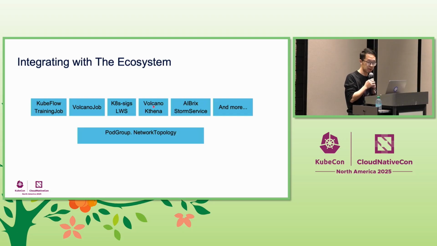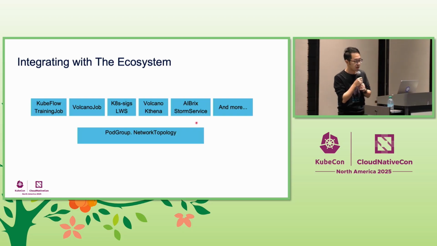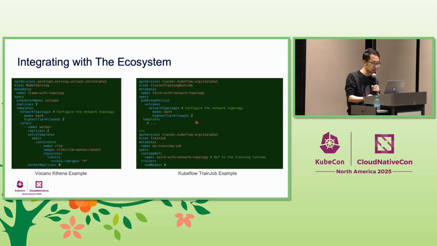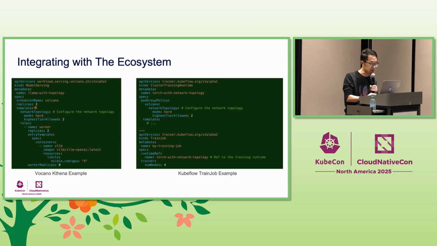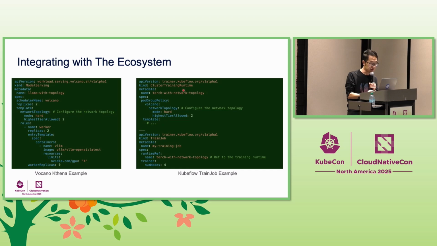Volcano recently started a new sub-project called Kthena, which is focusing on distributed inference, and that's enabled by default with the network topology. We are also reaching out to the AIBrix project to support pod group. So these are the two typical examples. With Volcano Kthena, you can define the network topology requirement under the network topology field. And for the Kubeflow channel, because it's creating the pod group automatically, you can indicate it under the pod group policy.